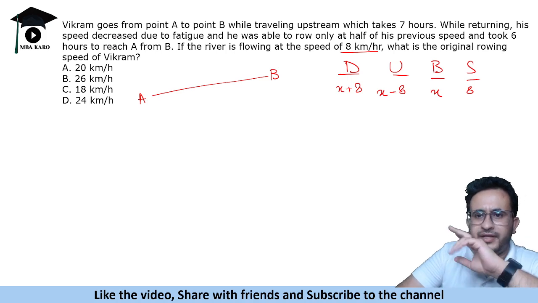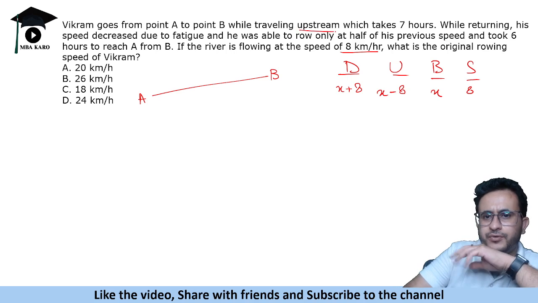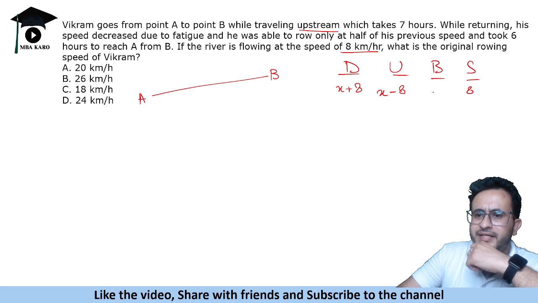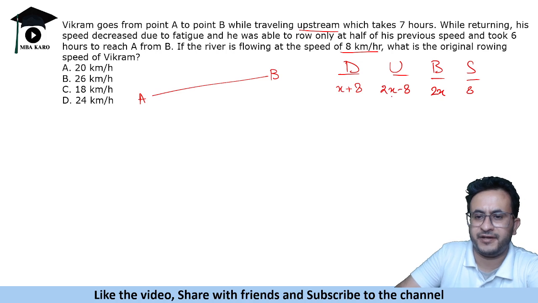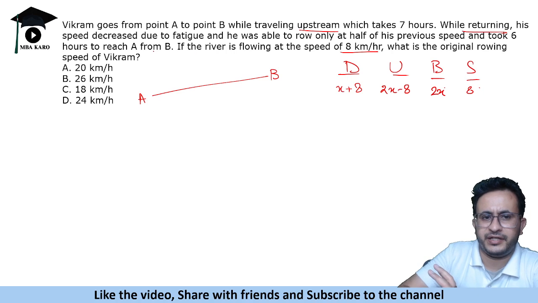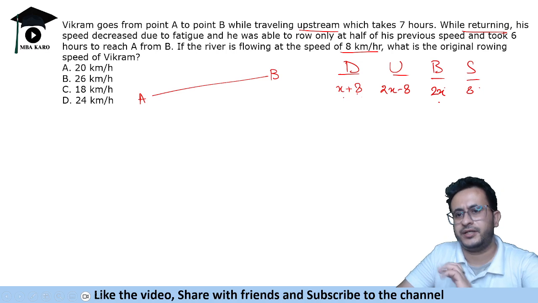Now when he is going upstream, his speed is normal, and downstream his speed is reduced. So let us say his speed was 2x. Upstream, his speed is 2x minus 8. Why 2x minus 8? Boat's speed minus stream speed. But when he returns, that is, he is going down, the speed of the boat becomes x and the speed of the stream is 8 only, right?